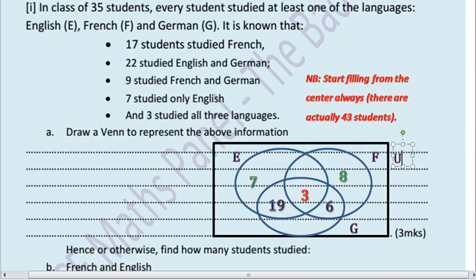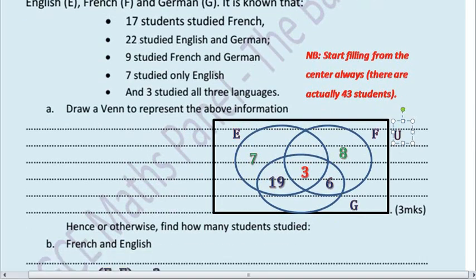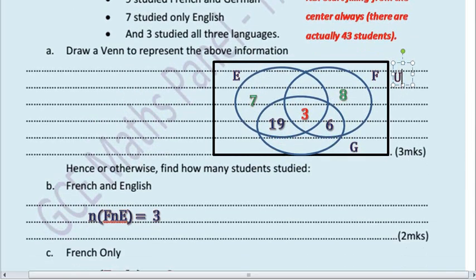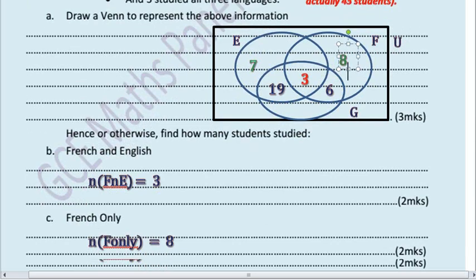Hence or otherwise, find the number of students who studied French and English. French and English means both. So for French and English, we have just 3. As you can see, the number of students who studied both French and English, we have 3. French only. For French only, on the Venn diagram, we already have 8. So French only is 8.